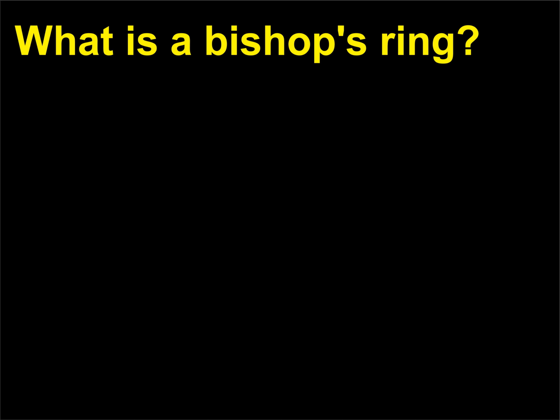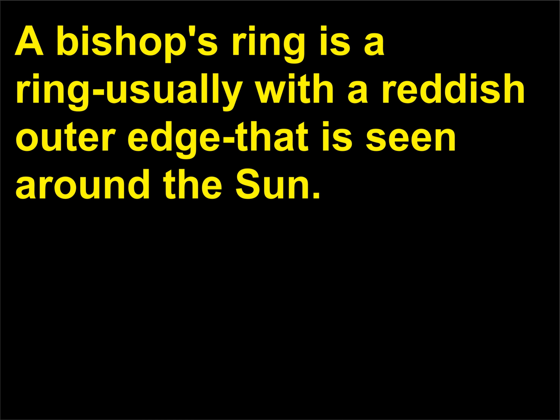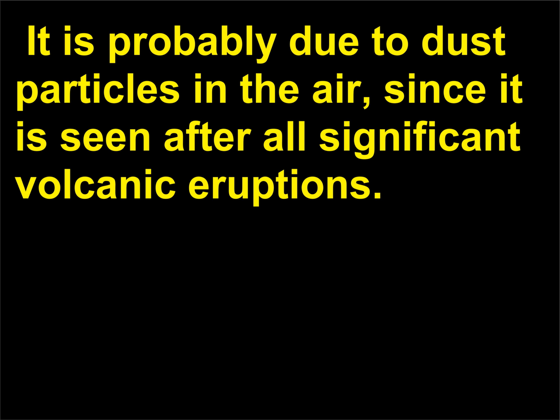What is a bishop's ring? A bishop's ring is a ring, usually with a reddish outer edge, that is seen around the sun. It is probably due to dust particles in the air, since it is seen after all significant volcanic eruptions.